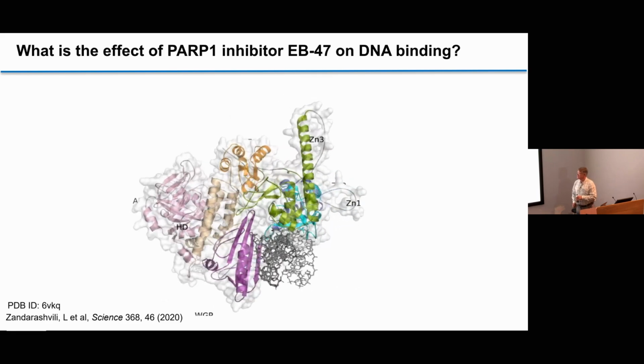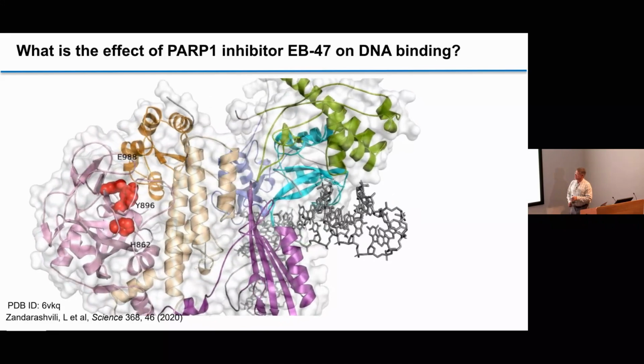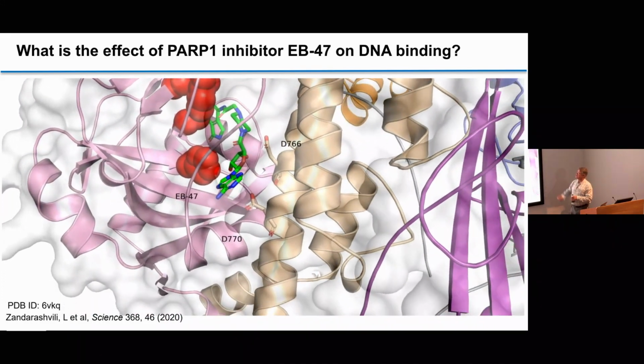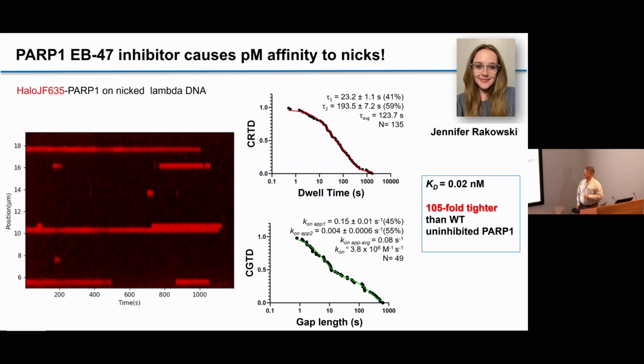EB47, they've crystallized it in the NAD pocket. It's shown here. And it interacts with this helical domain, and that helical domain then talks to the WGR domain, and John Pascoe suggested that EB47 through reverse allostery will be pro-retention, it'll make PARP bind longer. So we wanted to measure how much longer, and we were stunned. We could measure a KD now of 20 picomolar. That's 105 times tighter than the wild type that's not inhibited.